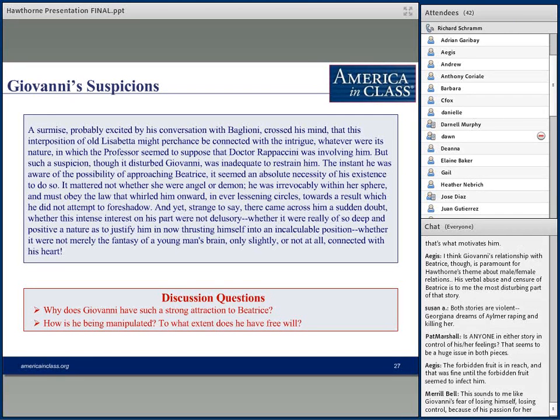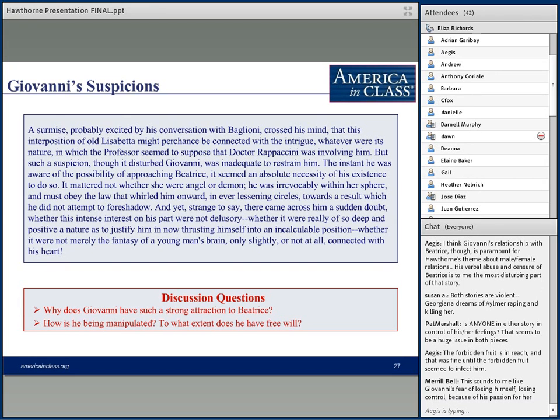Yeah, well, it's certainly the young people in the stories who are not in control. Georgiana, Beatrice, and Giovanni are being manipulated, but the older characters, are they in control of their feelings? They're all rational characters. They seem to know what they're doing. How would you respond to that, Eliza? Yeah, well, that's true. Hadn't thought of that.